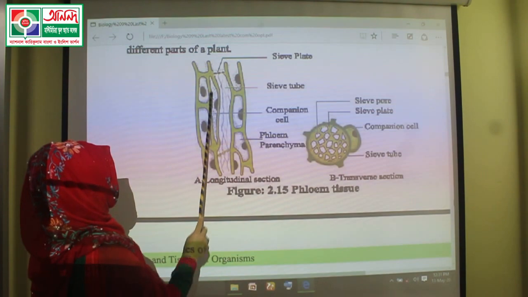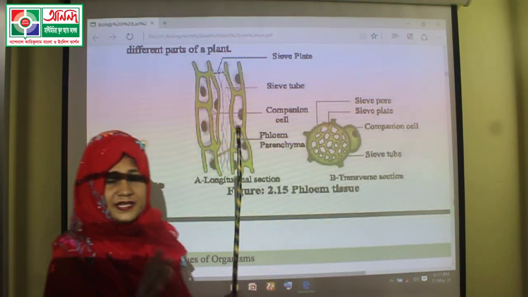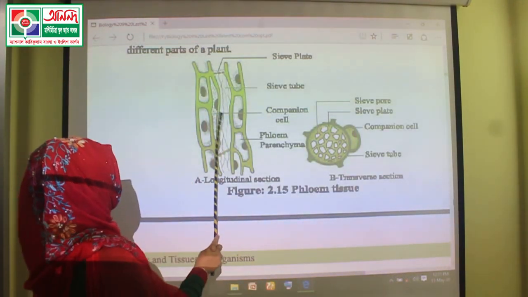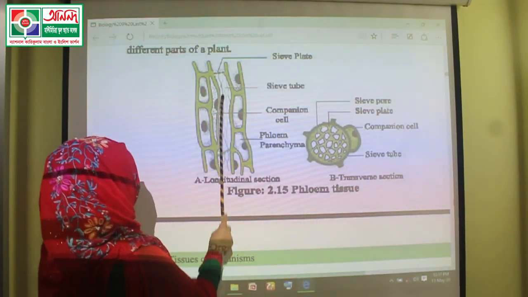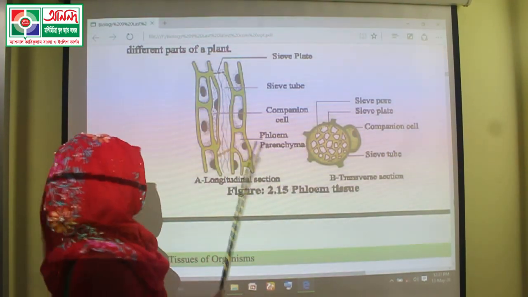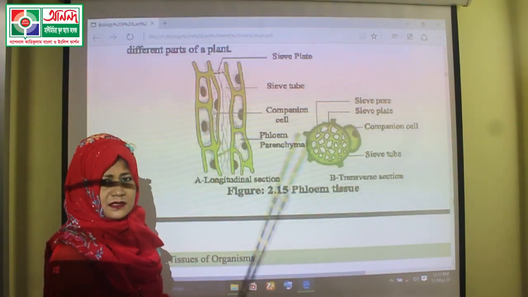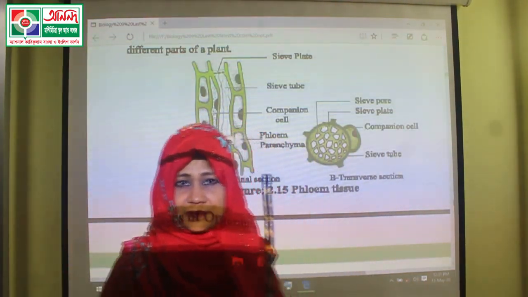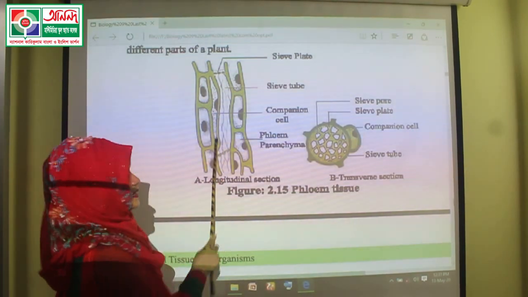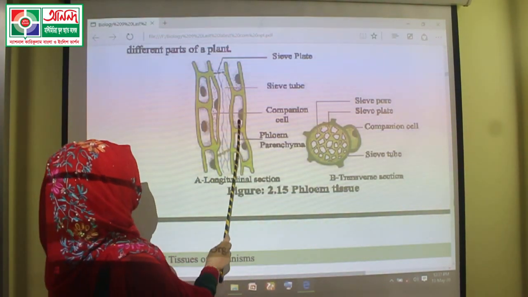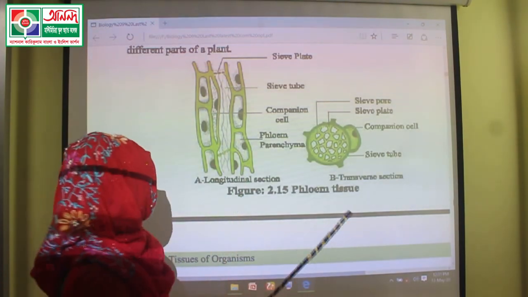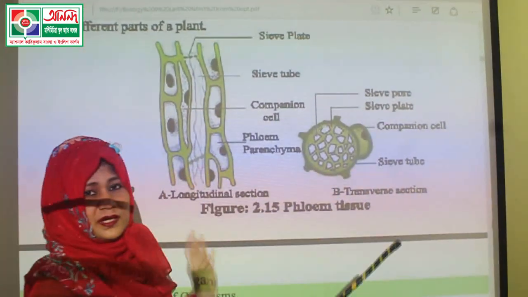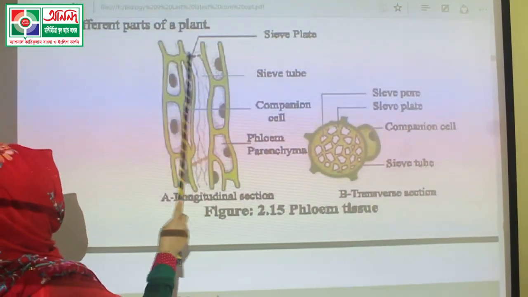And beside this is the companion cell. Always with one sieve tube, one companion cell is present to give it company. The sieve tube has no nucleus, and the companion cell has a large nucleus. It is turgid, that means filled with protoplasm. Thin-walled parenchymatous cells, and this one is Phloem Parenchyma, also thin-walled with protoplasm and a comparatively smaller nucleus, and these are the sieve plates.